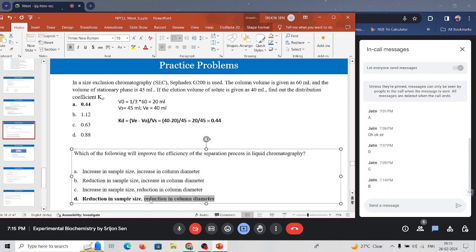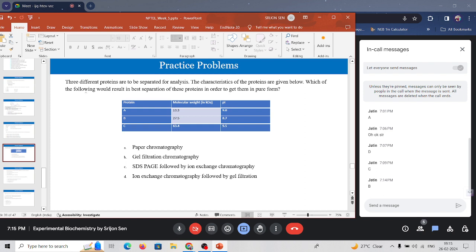Reducing the sample size is very nice, we know why. But what will increasing the column diameter do? It is increasing the surface area. So the dissociation of the molecules will be more. The more dissociated your molecules go, the lower will your resolution be. So we need to reduce the sample size as well as reduce the column diameter.